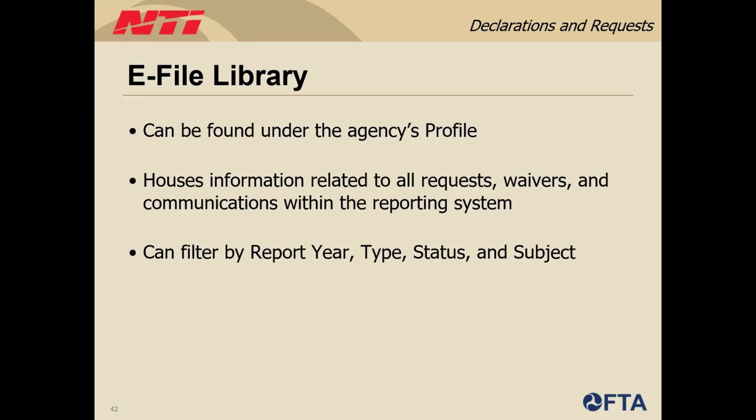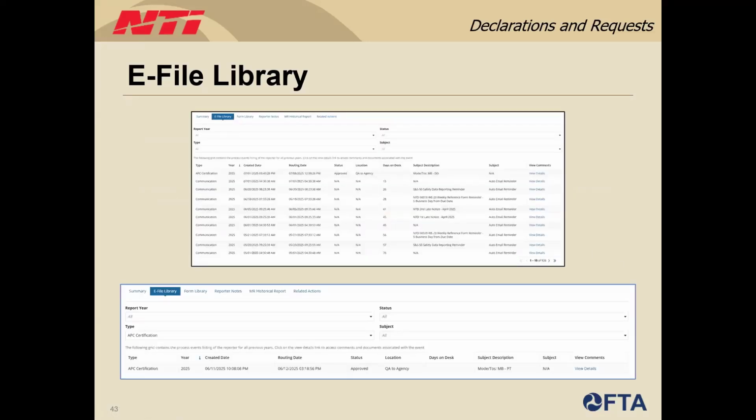You can find the e-file library under the agency's profile in the NTD reporting system. Agencies can filter by different types of requests, different report years, the status of these requests, and even the subject matter of these requests. The most common filter would be sorting by the type of request. Some of the different types of requests would be APC certifications, closeout letters, extension requests, and many others. You can see in the first screenshot on this slide the options to filter the e-file library.